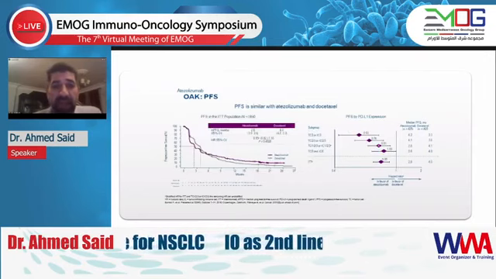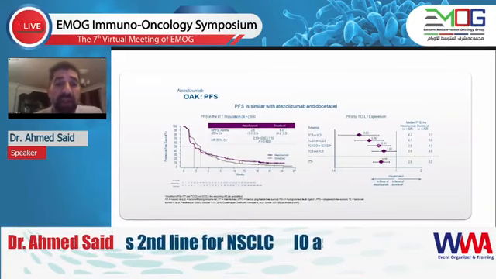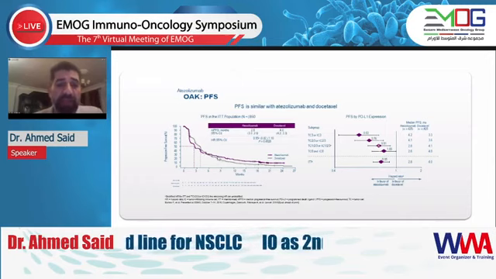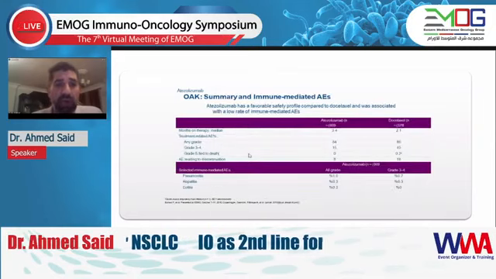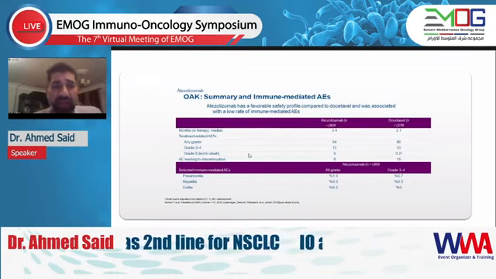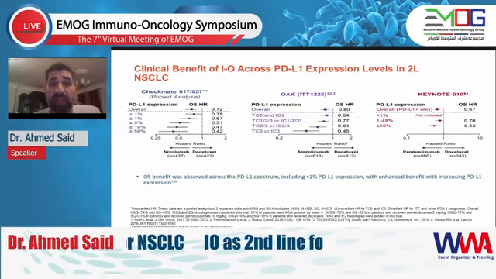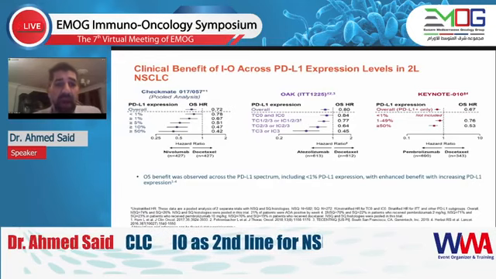For the PFS, it is almost like Nivo with a PFS of 2.8 versus 4 in the docetaxel arm, but we can see here after the initial period, as long as patients maintain their non-progressive state, they will maintain it longer than with conventional chemotherapy, as we all know. And with good tolerability, as we find with immunotherapy rather than conventional chemotherapy, with fewer immune-related adverse events.